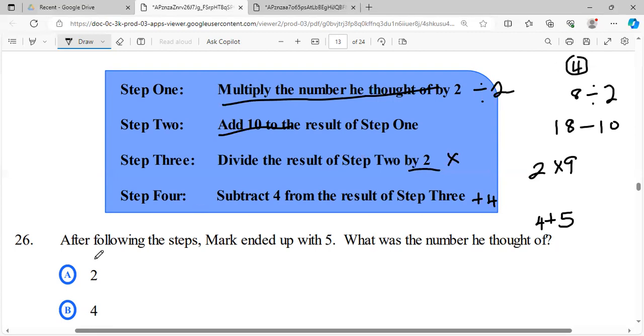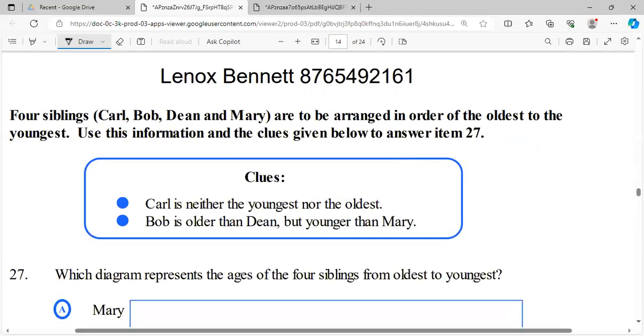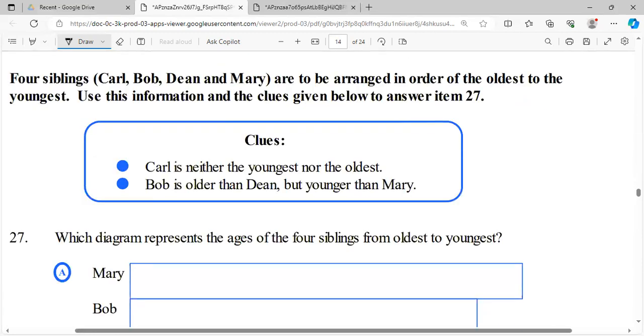And guys, you could have literally plugged in all of these numbers and seen. Let's try 4 and see. So he thought of 4, multiply the number he thought of by 2. When you multiply, that will give you 8, add 10. 10 plus 8 is 18, divide by 2, that would be 9, subtract 4, that would be 5. So you end up with 5. So yes, the answer is 4. Guys, you could have literally tried all the numbers and seen which one gives you the result of 5. Be smart in the exam. Alright, it doesn't require you to show working, just be smart.